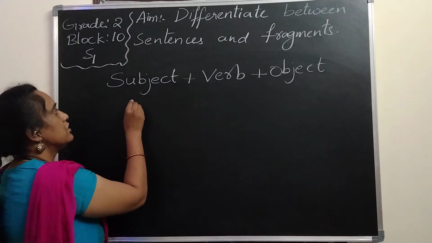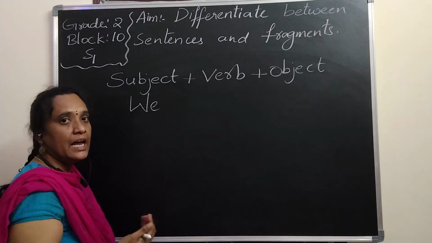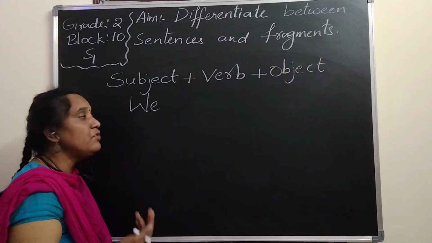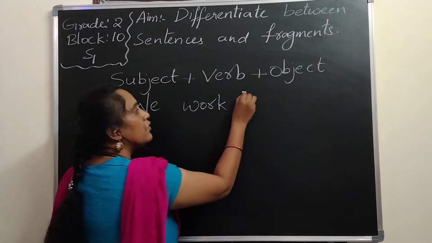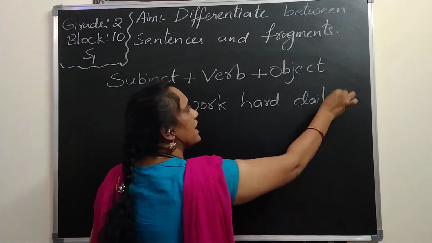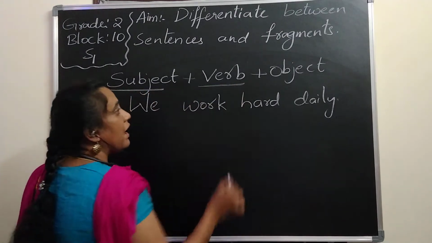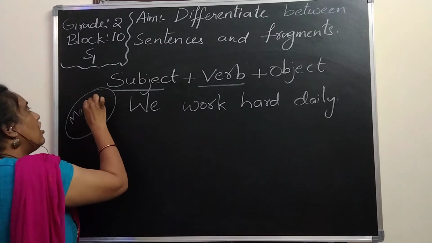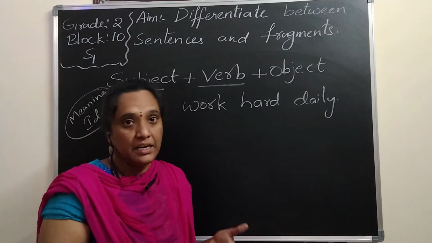If you see the subject, I can write anything like the pronouns I, we, you, they, he, she, it, or any name or any animal. Anything I can use. We work hard. I can say something like daily. We work hard daily. So this is a sentence, and a sentence must contain a subject, a verb and also a meaning. What is that idea? It must contain some meaning, or we can say it has an idea. Whatever it has, it gives an idea regarding something.